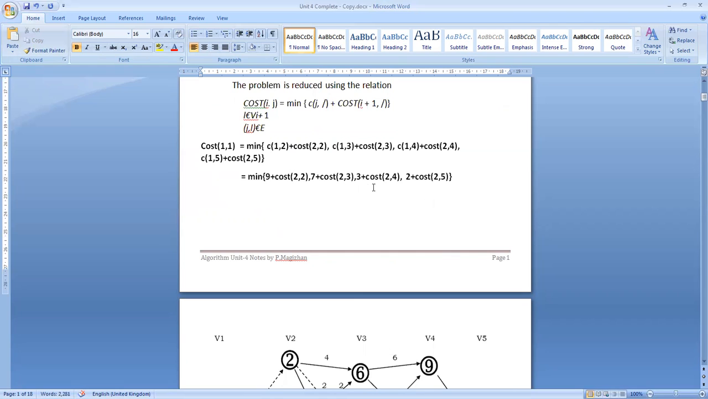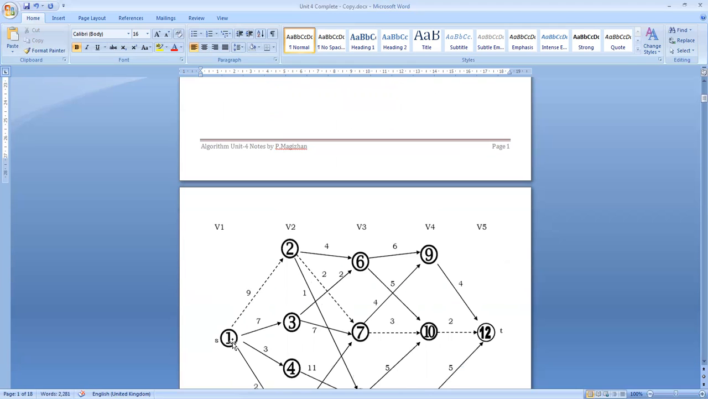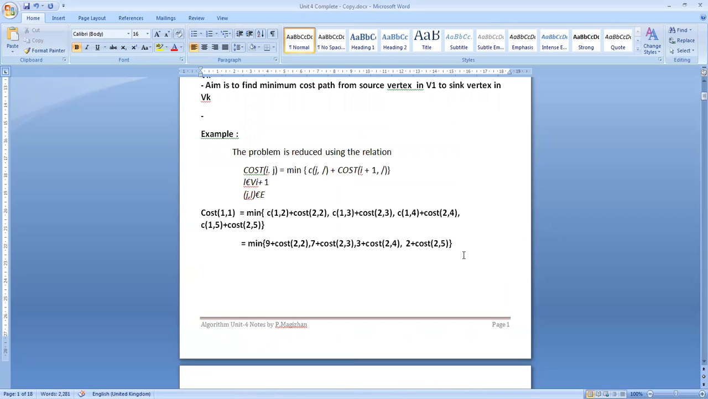What is cost of 2 comma 3? Cost of 2 comma 4. Cost of 2 comma 5. And put all these in this expression. Compute this expression. You will get some value for each of these expressions. Then among those values, which is minimum, that is my minimum cost path from vertex 1 in stage 1 to vertex 12 in stage k. That is the problem that we have to do.